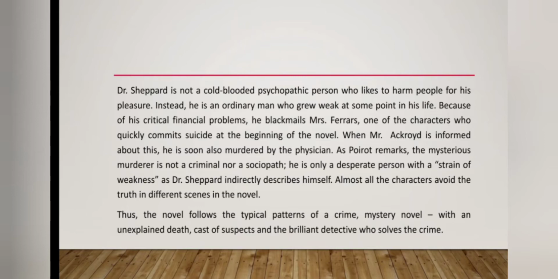As Dr. Shepherd indirectly describes himself, almost all the characters avoid the truth in different scenes in the novel. Thus the novel follows the typical pattern of a crime mystery novel, with an unexplained death, a cast of suspects, and the brilliant detective who solves the crime.